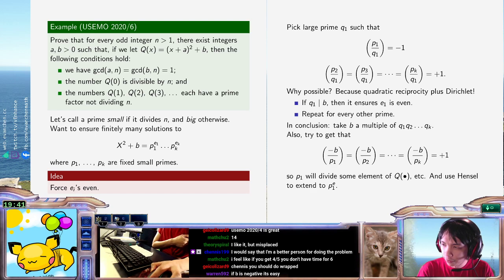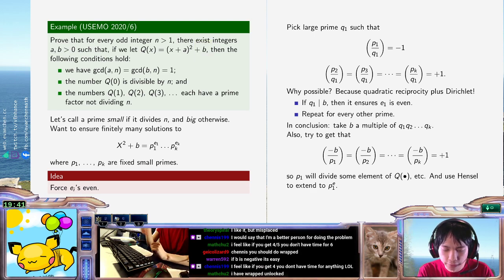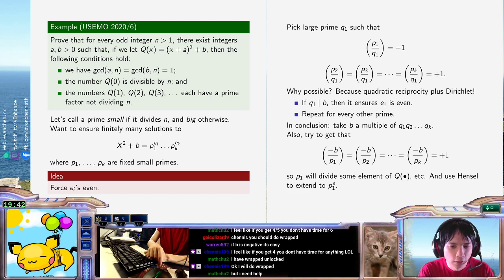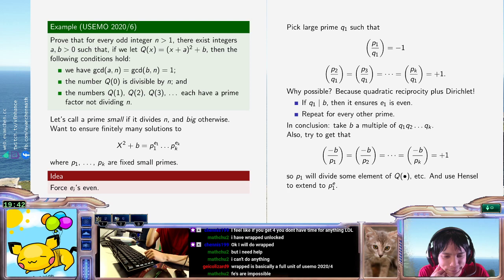Also, b greater than 0 is very deliberate. Because if you let b be negative, then you can get a difference of squares, and then you can appeal to actual Kobayashi theorem, or the ABC conjecture, or whatever you want. Actually, I don't know.